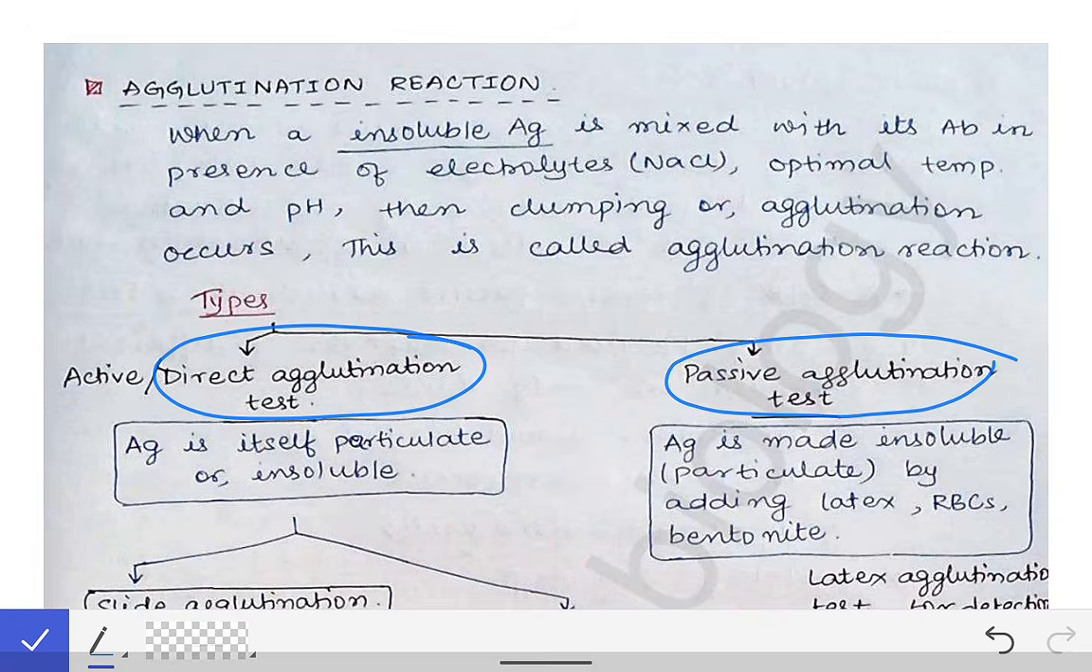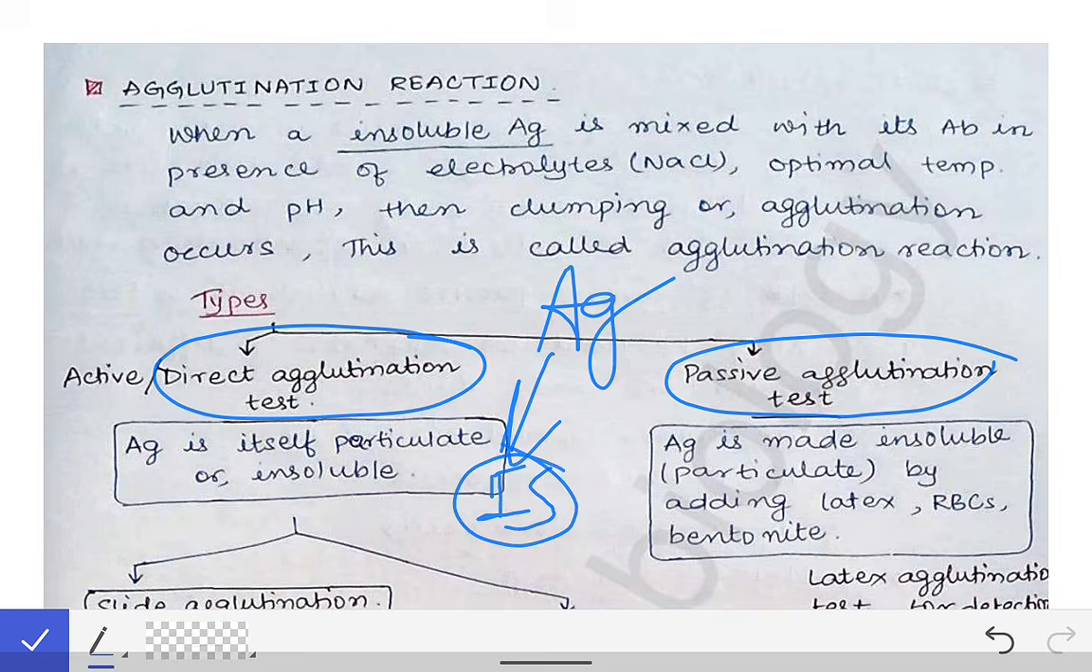So before going into that, you should understand that antigen can be soluble or insoluble, as we have already discussed. If it is insoluble, then it will directly show the agglutination test. There is no problem in that, so that will be called the direct agglutination test.